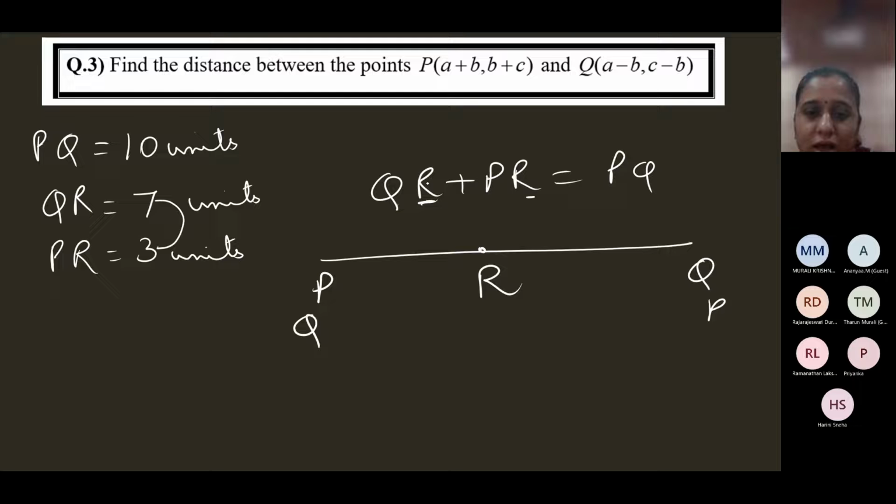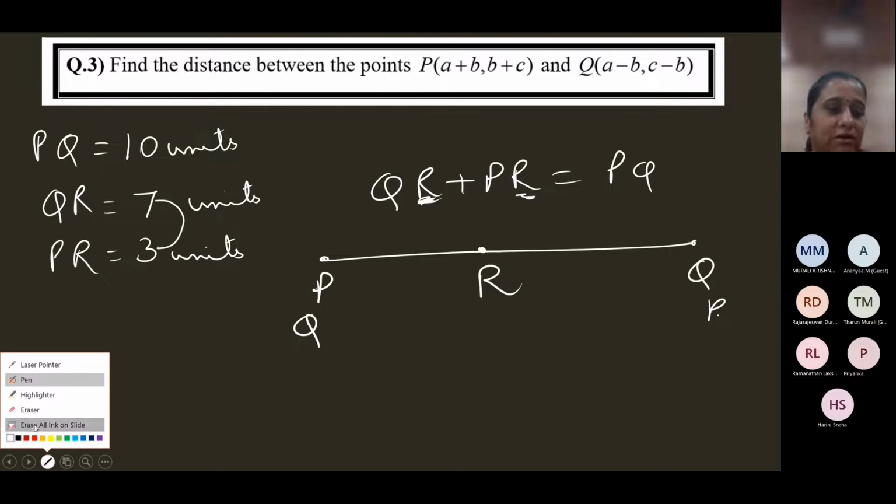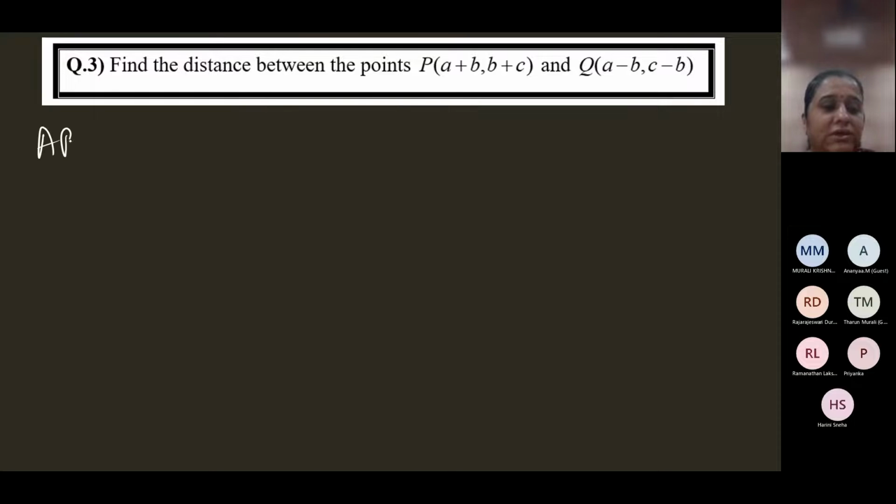R is repeated: QR, PR, R is repeated. That means R lies between P and Q. Between does not mean midpoint. Midpoint is midpoint. Between means not midpoint. So since R is repeated, R lies between the points P and Q. So it can be P here and Q here, or Q here and P here. Another example, supposing AB is 7√3 units.